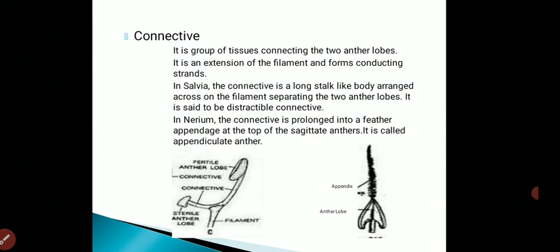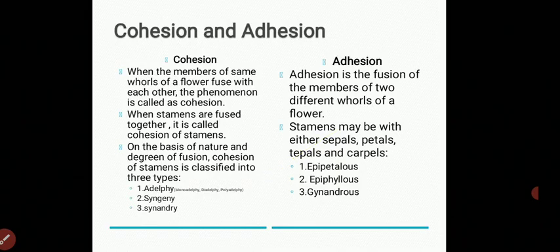Now in Nerium, the connective is prolonged into feathery appendages at the top of the sagittate anther, and it is called an appendiculate anther. Now after the connective, we will discuss two concepts, that is cohesion and adhesion. Let's see what is meant by cohesion and what is meant by adhesion.